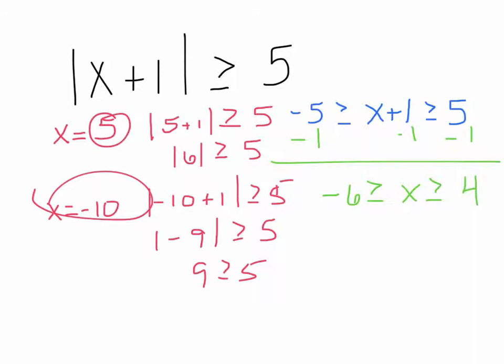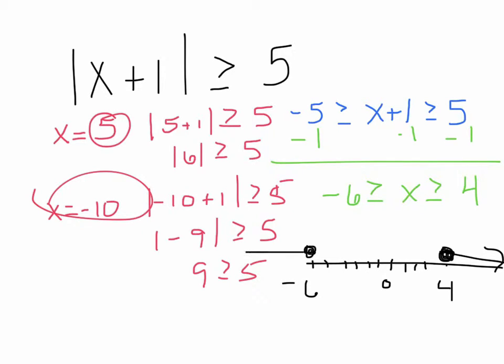So these are all the values. And I could graph them out for you. Here's 0, 1, 2, 3, 4. Closed circle going in this direction. 1, 2, 3, 4, 5, 6. Closed circle going in the opposite direction. So any values in this shaded area or this shaded area, if we plugged it into the original problem, it will work.